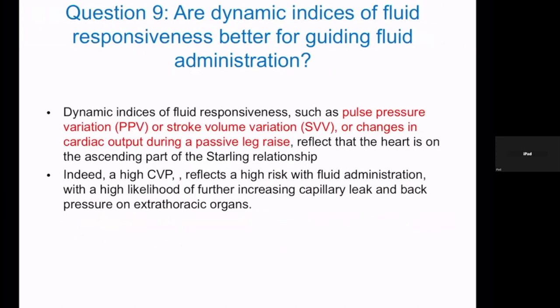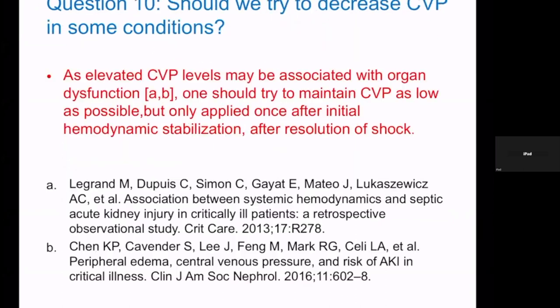Then question number nine, are dynamic indices of fluid responsiveness better for guiding fluid administration? Dynamic indices of fluid responsiveness, such as pulse pressure variation or stroke volume variation, or changes in cardiac output during a passive leg raise, better reflect that the heart is on the ascending part of the Starling relationship. And CVP is a static index of fluid responsiveness. So if CVP is high, it reflects a high risk with fluid administration and likelihood of further increasing capillary leak, edema and congestion formation. Should we try to decrease CVP in some conditions?